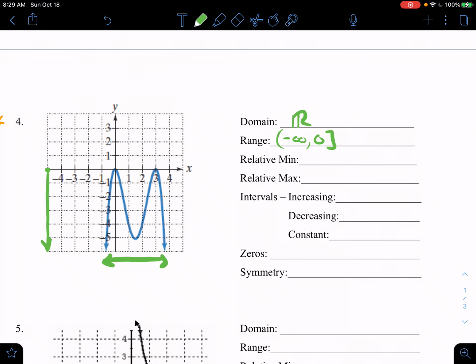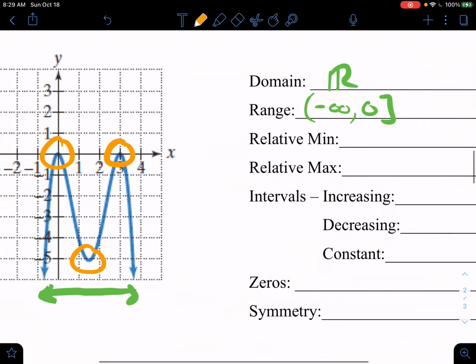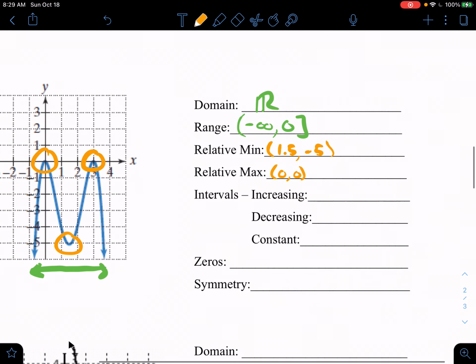Looking at our relative mins and maxes, we do see that we will have a relative max, a second relative max, and here we have a relative minimum. Our relative minimum appears to be happening at (1.5, -5). Our relative maxes appear to happen at (0, 0) and also at (3, 0).